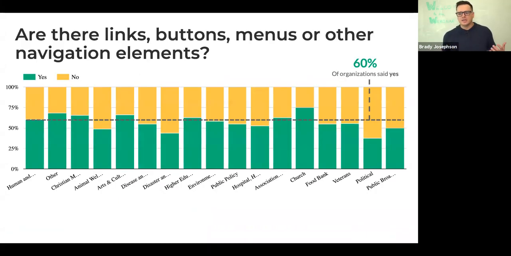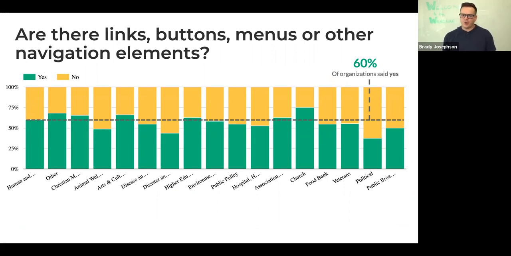They're removing distraction or confusion friction. What we found is 60% of nonprofits in this study said that they have menu or navigational links or distractions. Is this the most important thing in your online giving experience? No, it is not. But it's also a completely unnecessary thing to have.